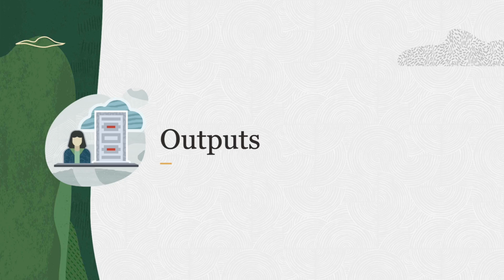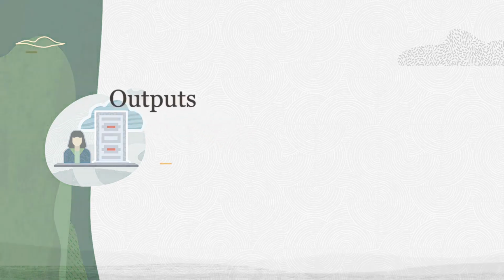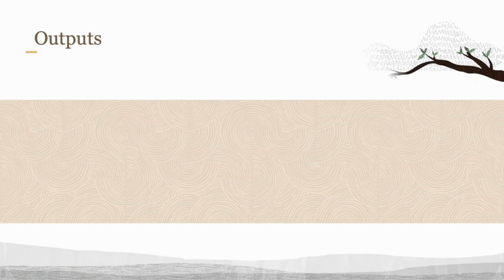Outputs are defined within Terraform configuration files to specify which attributes or values of resources should be exposed and made available for reference or use outside of Terraform. Let's look at a simple output configuration.